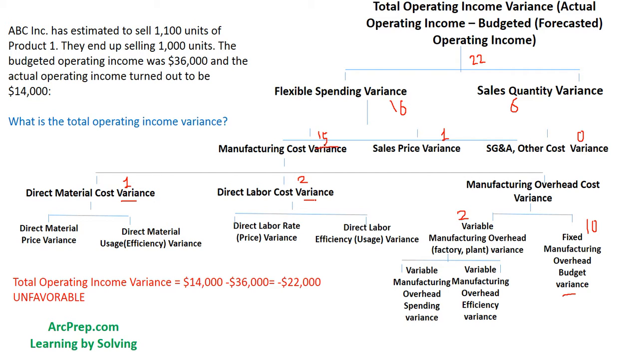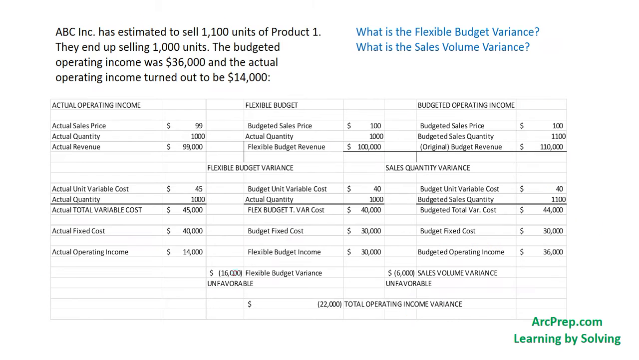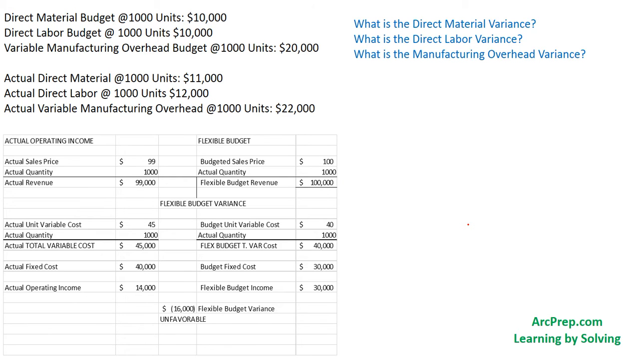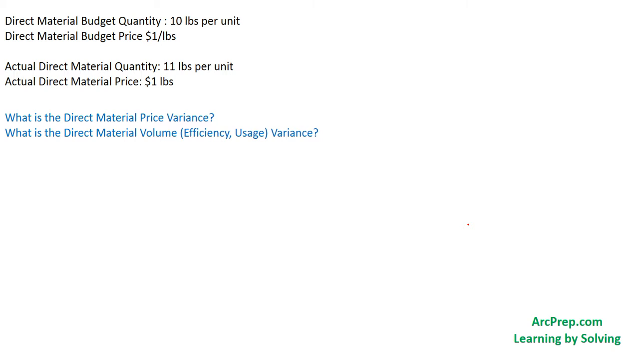What causes $2,000 difference? And what caused this $2,000 difference? Let's start with direct material budget. Budgeted quantity was 10 pounds per unit, and price was $1 per pound. In reality, what happened was actual material quantity turned out to be 11 pounds per unit, and actual price was again $1 per pound.